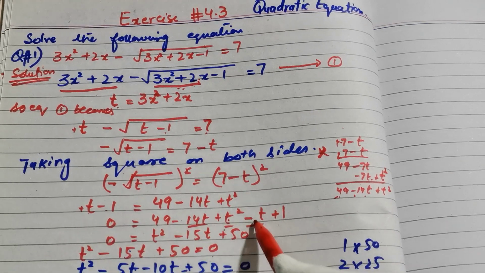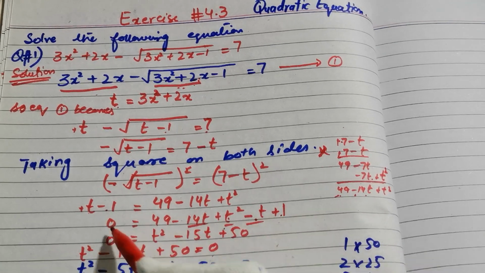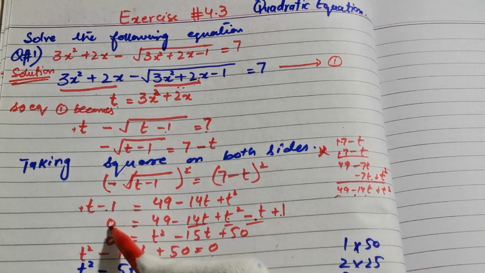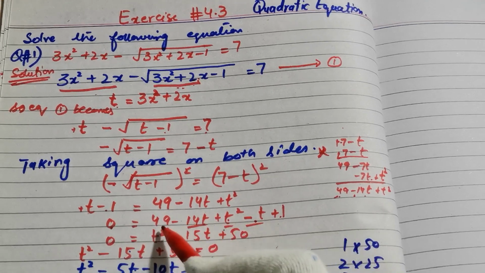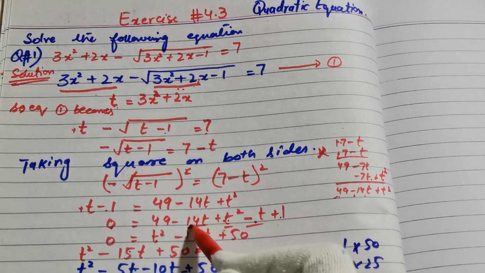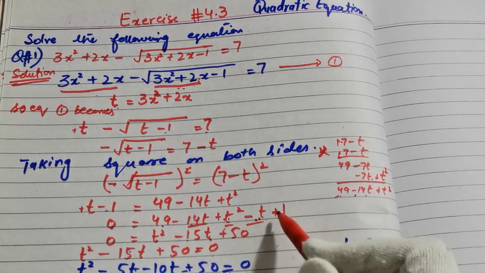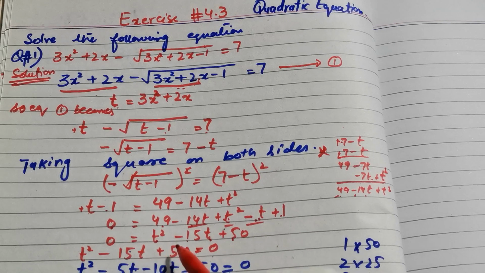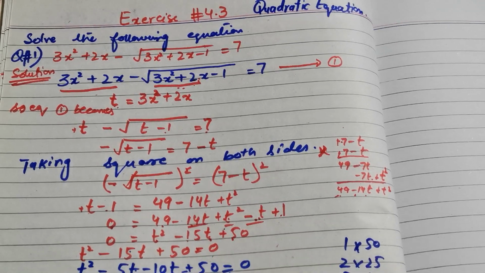Positive t becomes negative t when taken to the right side, and negative 1 becomes positive 1, and 0 is left. Now t² as it is, minus 14t and minus t becomes minus 15t, and 49 plus 1 is 50. So t² minus 15t plus 50 is equal to 0.